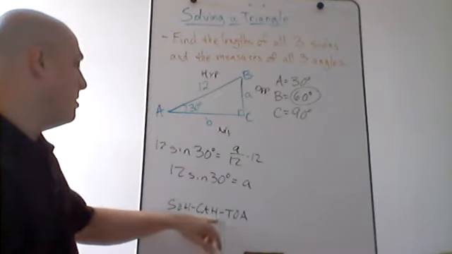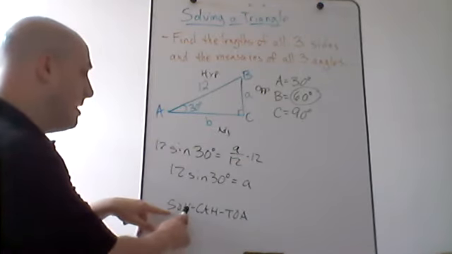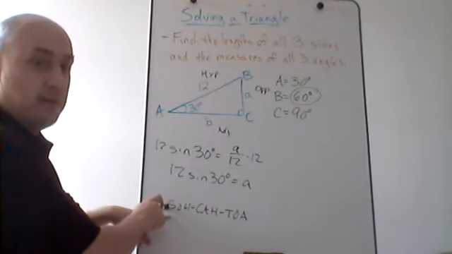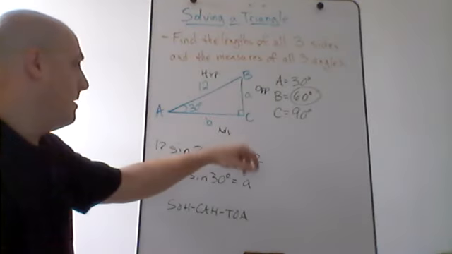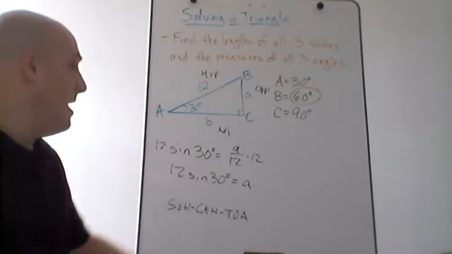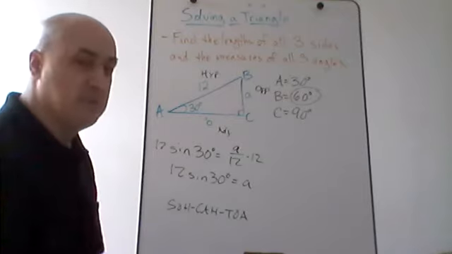So I think of SOH CAH TOA. I need the opposite. I know the hypotenuse. I need to use the sine function because that's SOH. Sine is the opposite over the hypotenuse. So I set that up, and then I move things around to solve for A. And now we have to figure out 12 times sine of 30 degrees.